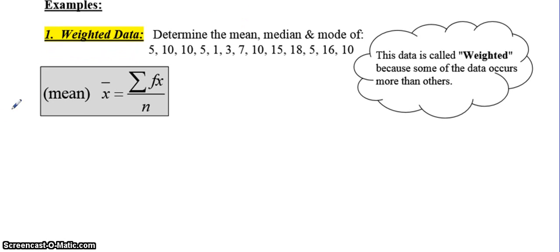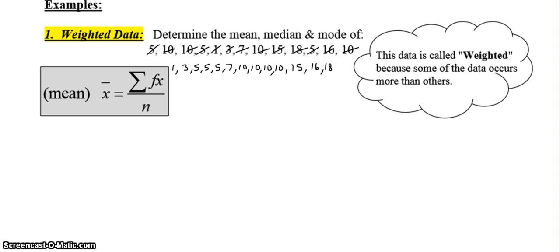So what we're going to do now is get into some questions that you would see in grade 12. So starting with weighted data. This data is called weighted because some of the data occurs more than others. So to determine the mean, median, and mode, please start with putting this data into ascending order. So press pause, put the data into ascending order, and then press play again.